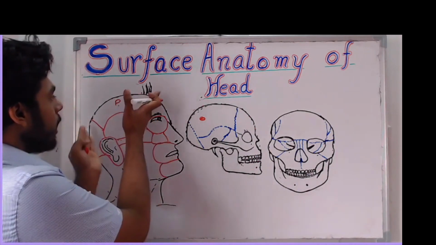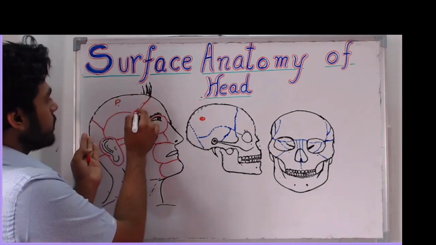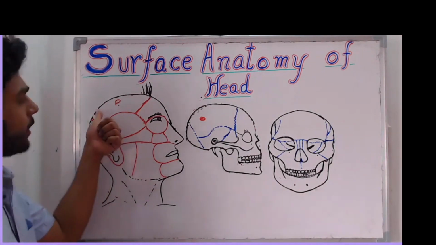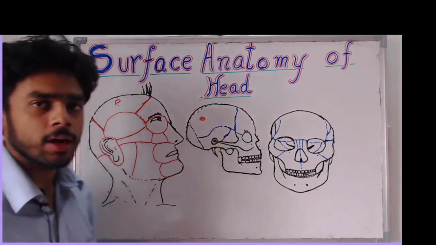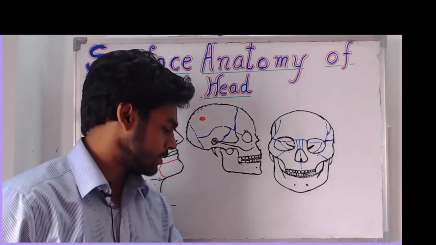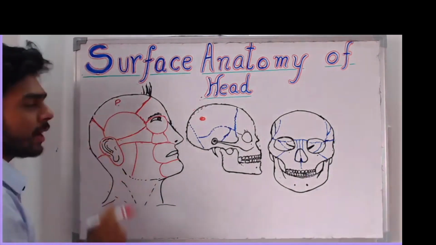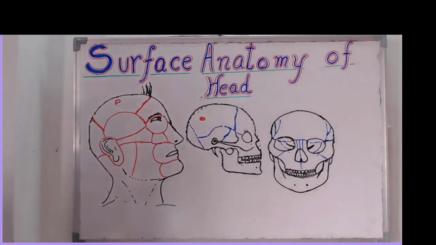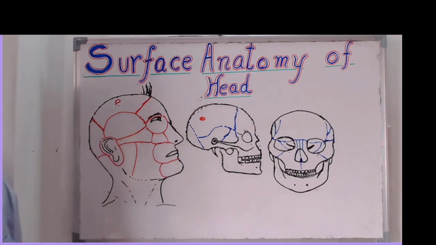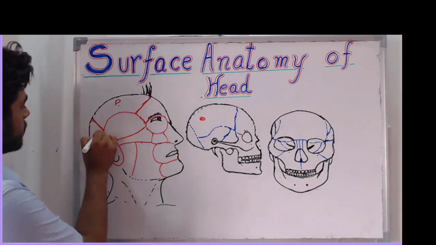Externally it is demarcated between this coronal plane, which is behind the parietal eminence. The parietal eminence is present somewhere here, and you can even touch your head and feel it. This is known as the parietal region, and this parietal eminence is felt 2 inches above the auricles. After that we have another region called the occipital region.